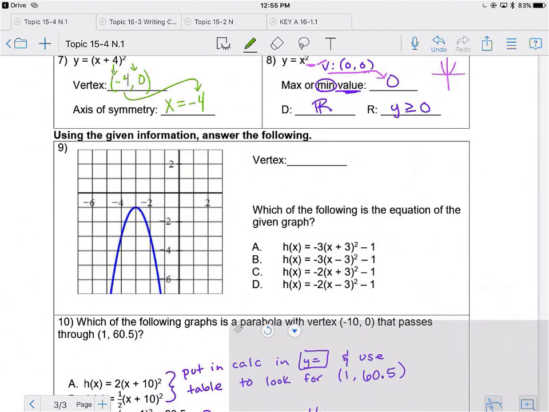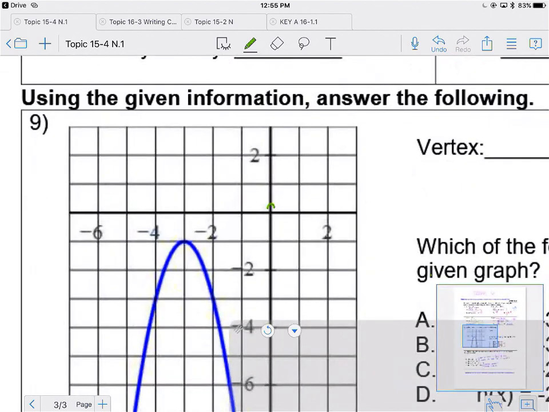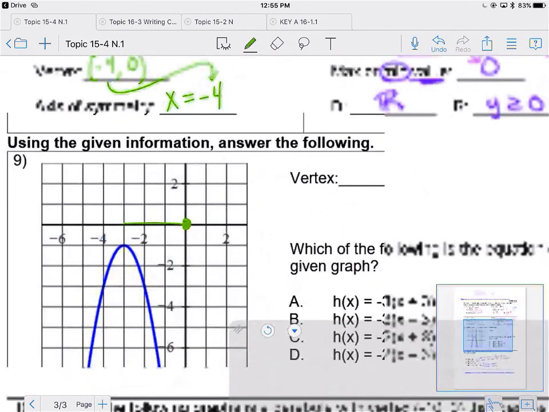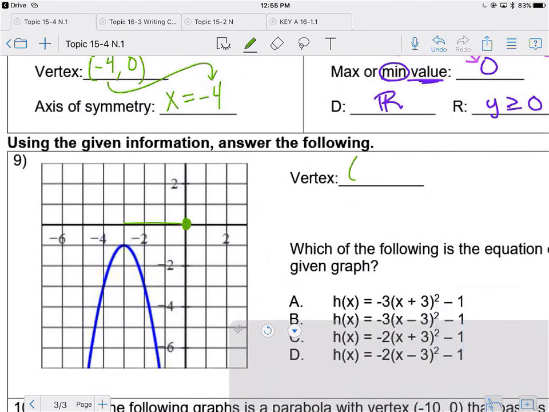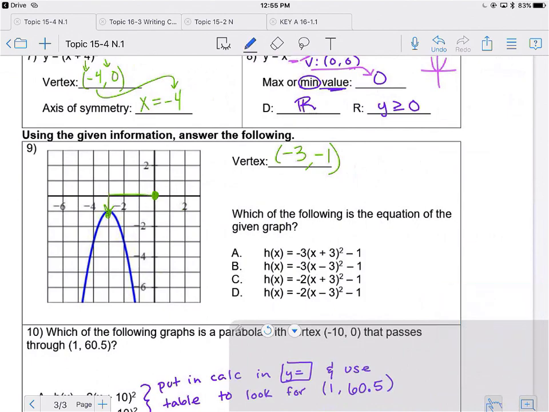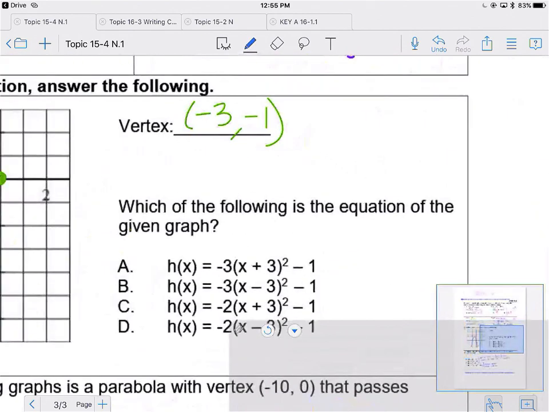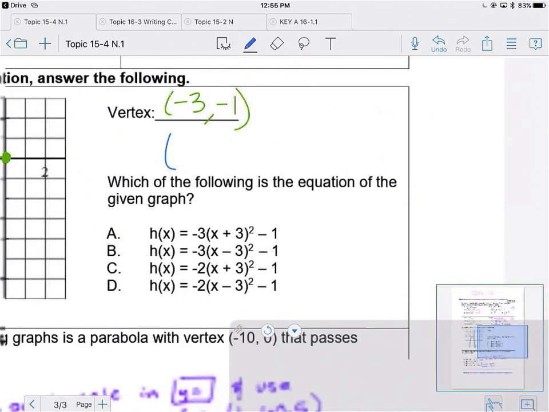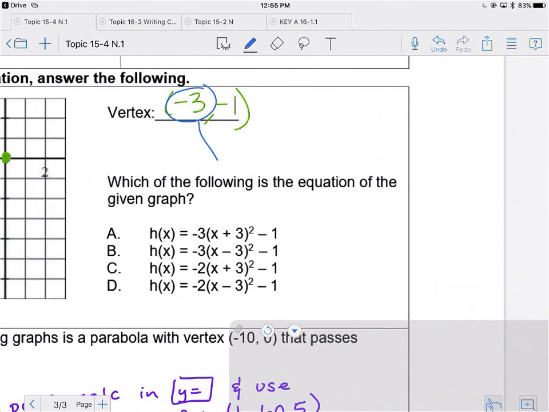Problem 9, we're given a graph and asked to find the vertex and then see which of these is the same. So here is 0, 0. I go to the left 3 and down 1. So my vertex is at -3, -1. Remember that when you write it, your vertex is always the opposite of what goes inside here. So we see a -3, I need a +3.